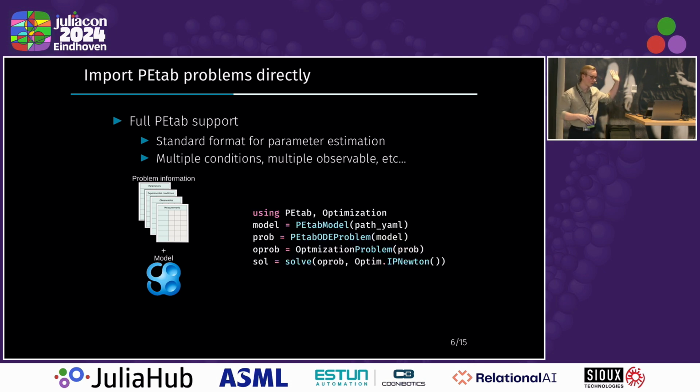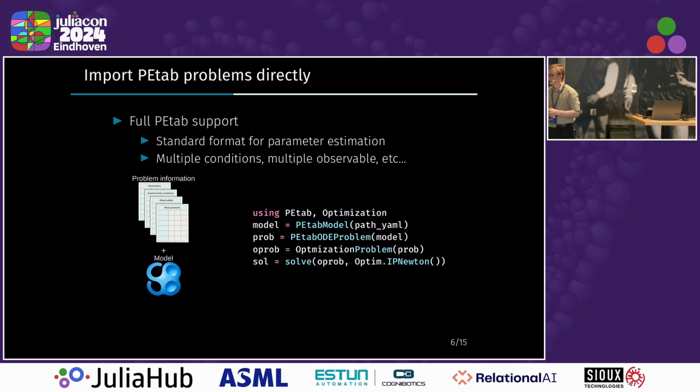You just need to provide a YAML path, which basically binds the PEtab files together into a PEtab model, and then the PEtab model can become a PEtab ODE problem with good default choices. Then you can create an optimization problem, and you can just fit your model to data. And I mean, I strongly encourage people to use standard formats because this makes things more reproducible.